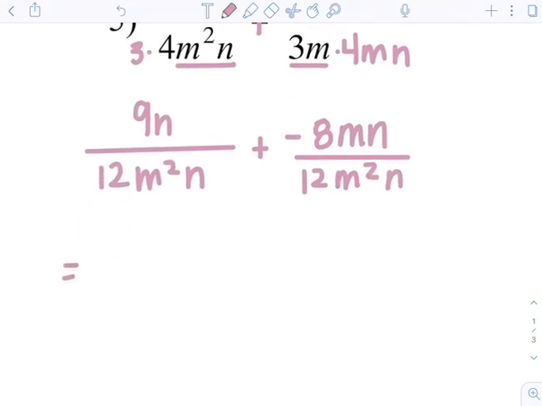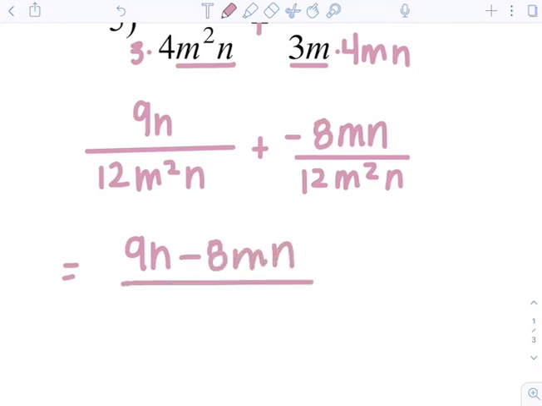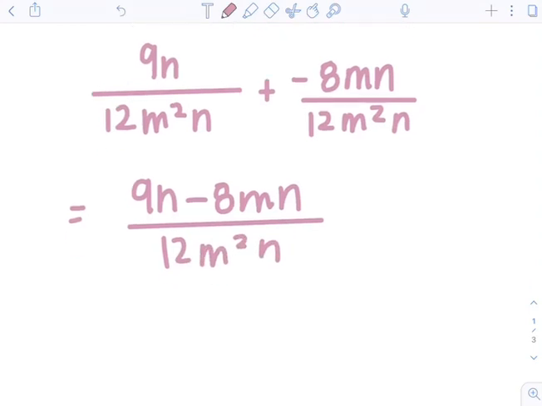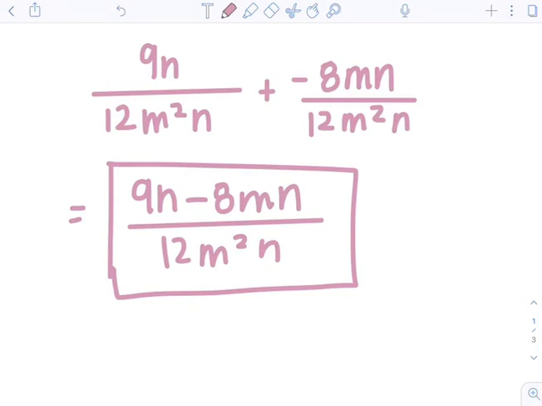Okay, now my denominators match, so I'm going to combine the numerators. However, those are not like terms, so I'm just going to write them as is. And then in my denominator, 12m squared n, right? You don't combine your denominator. I'm going to look to simplify. I don't see anything I could factor, anything I could cross out. So then that's your final answer.